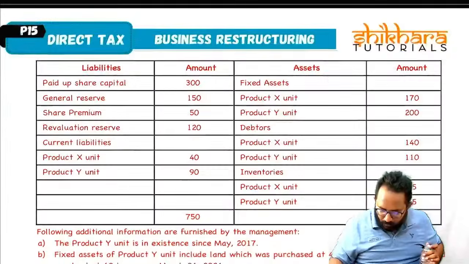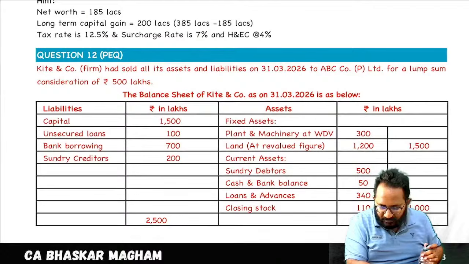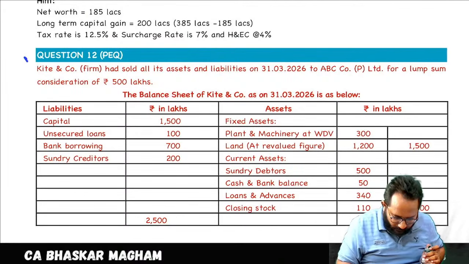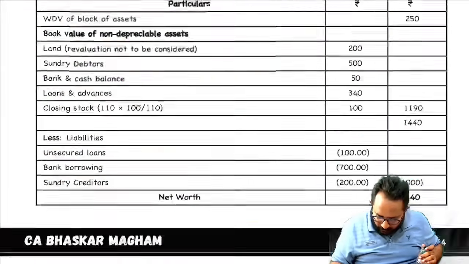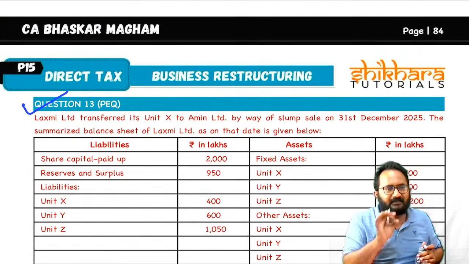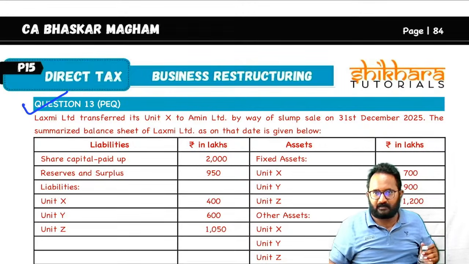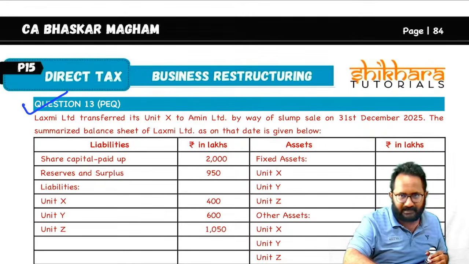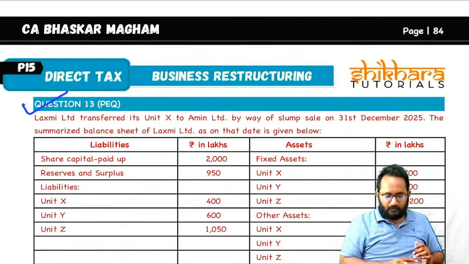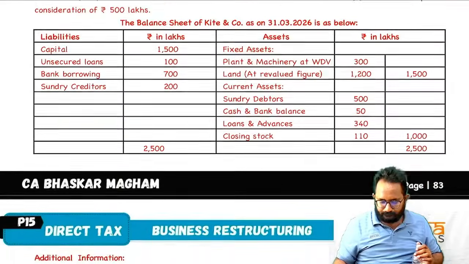Okay, two more questions. Question number 12, which I will solve now, and question number 13, where there is some adjustment. That adjustment alone I will explain in these two questions. Then the slump sale is clear. So please read question number 12.